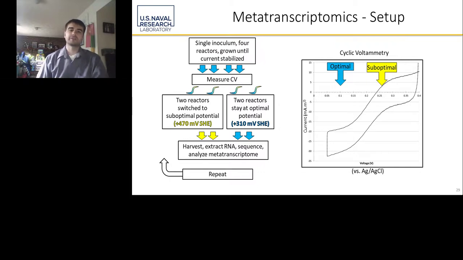And then we harvest the electrodes for RNA and then sequence it. And then we actually repeated this again a couple of weeks later to get 4 more reactors. So we have basically 2 reactors at each of 2 potentials at each of 2 inocula, so 2 by 2 by 2.